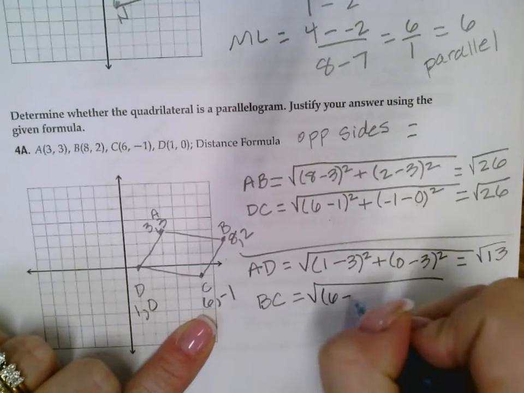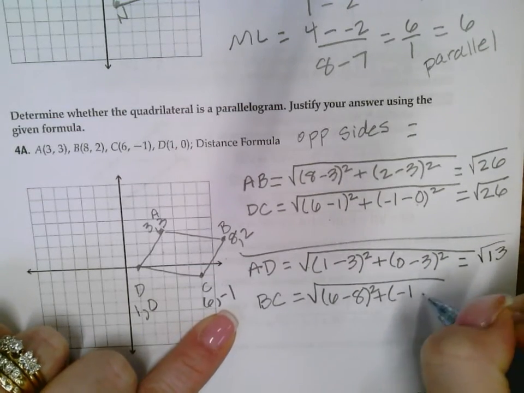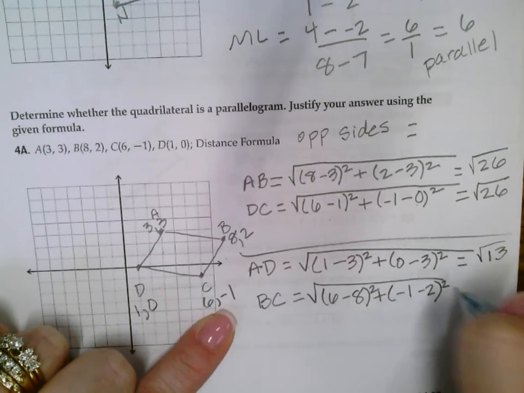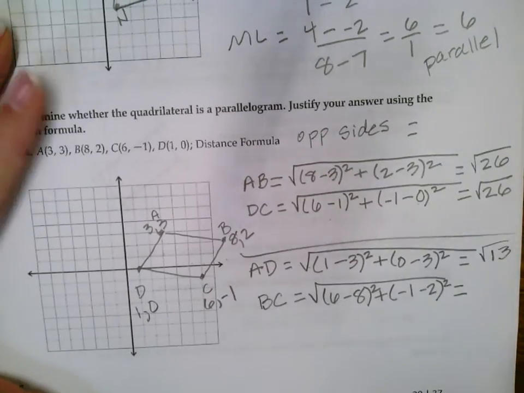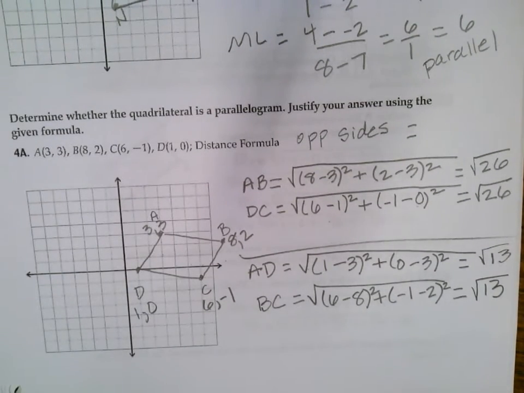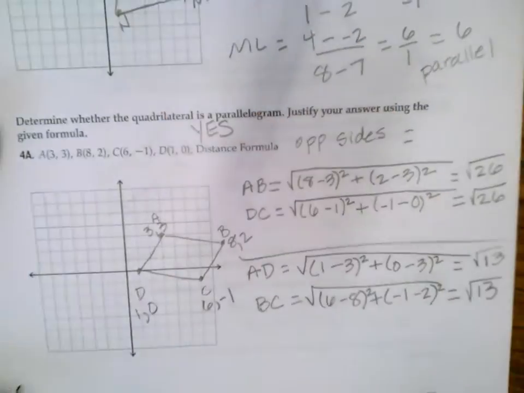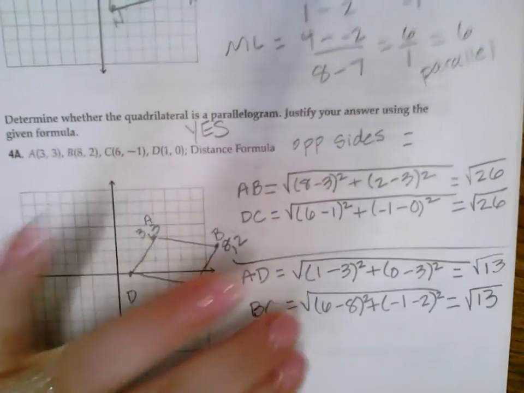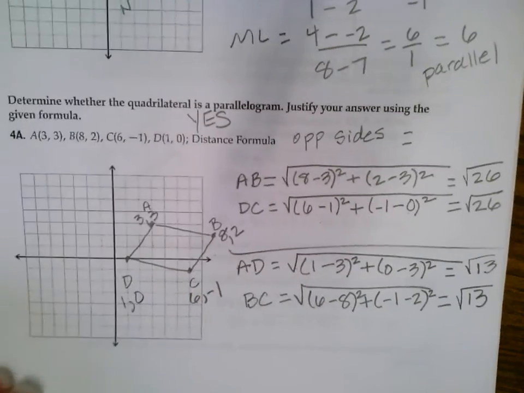6 minus 8 squared, -1 minus 2 squared. Well, here's our -2 squared. Here's our -3 squared. And again, we get square root of 13. So this is great. So we can determine that this is, yes, a parallelogram because both pairs of opposite sides are congruent to each other.